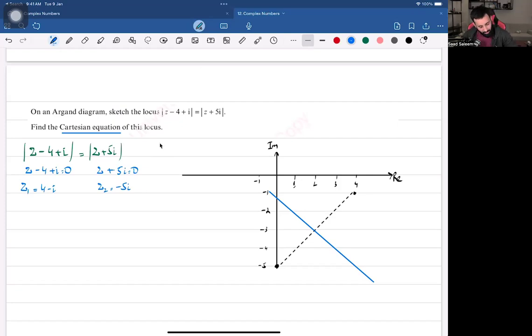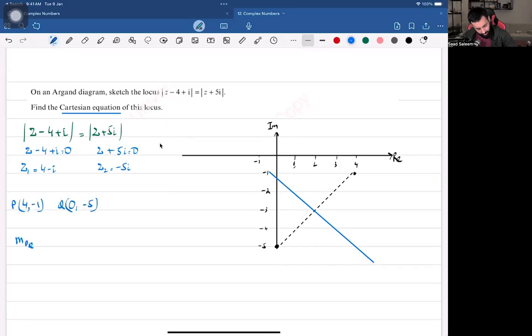Let's make sure of that. Yeah. So first thing you want to do is find out the gradient. Let's call this point P and this point Q. So you want to find the gradient of PQ. It's going to be (minus 5 minus minus 1) over (0 minus 4). Minus 5 minus minus 1 is minus 4, divided by minus 4, which is positive 1. And the gradient of the perpendicular bisector is going to be equal to minus 1.